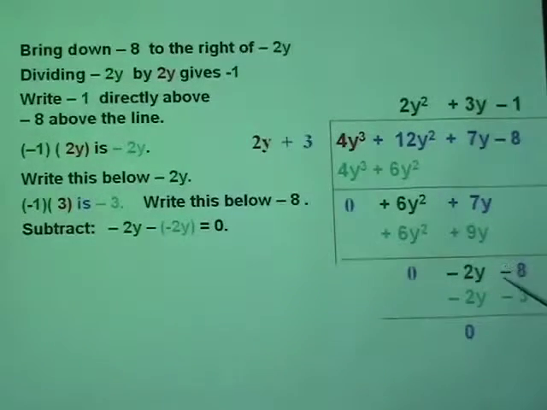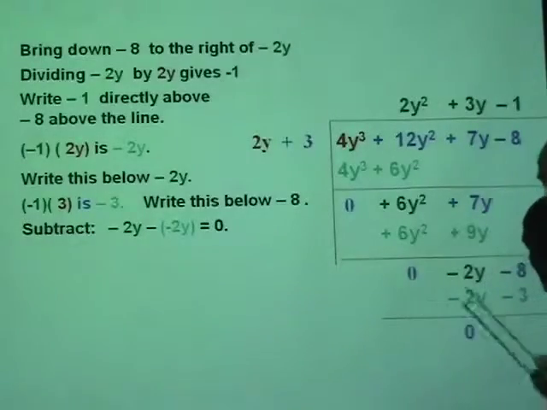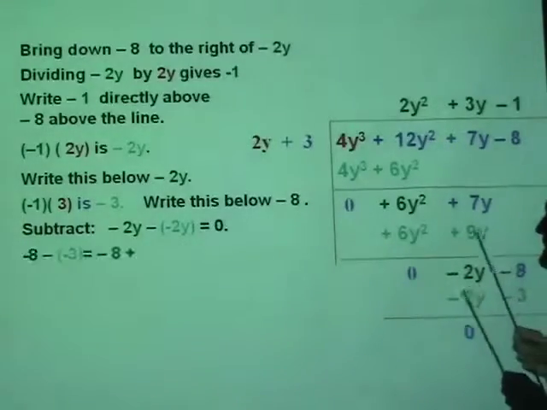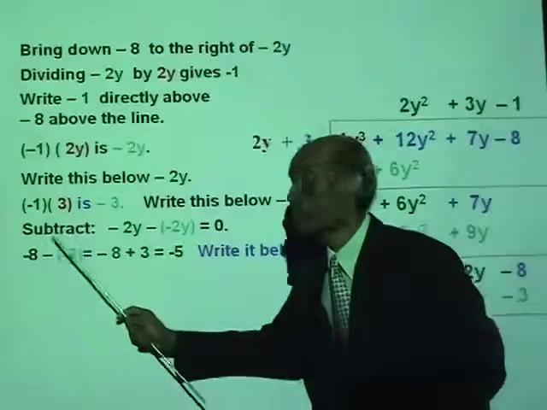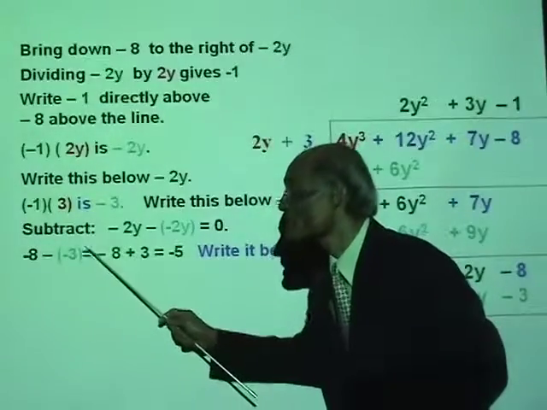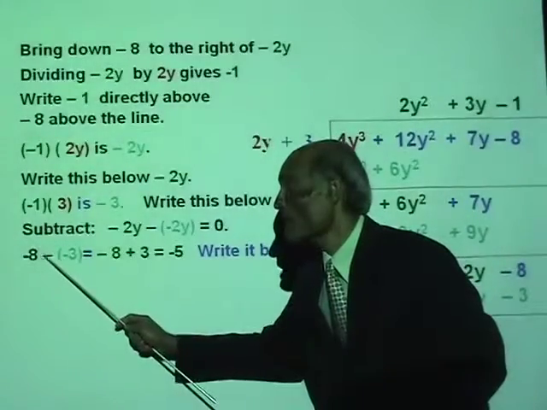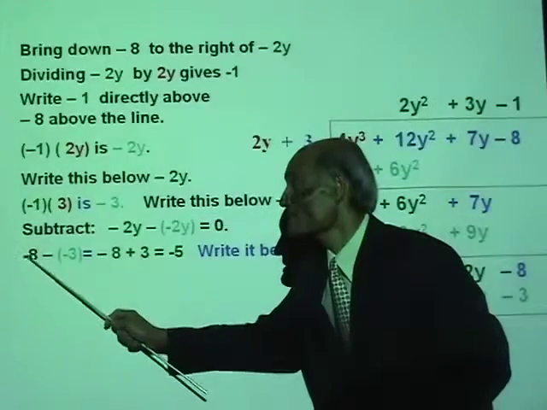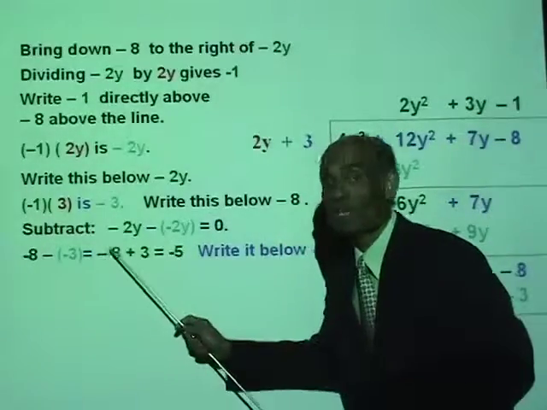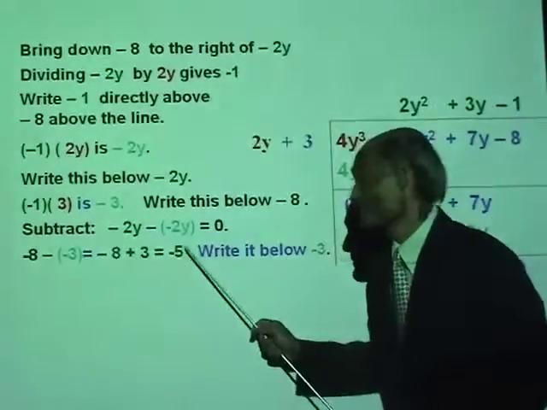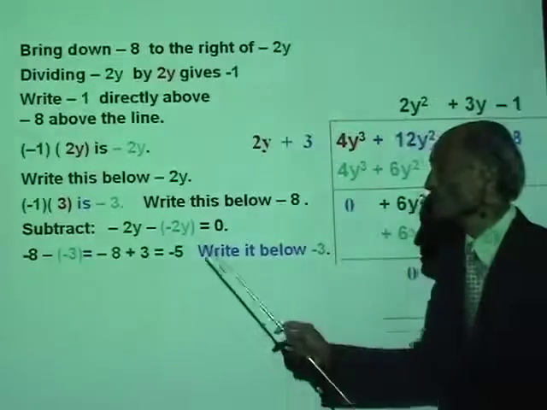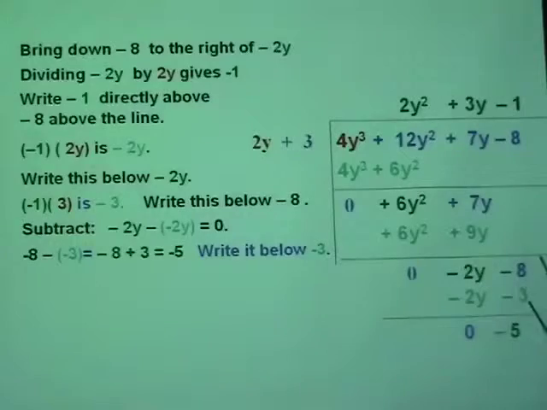Then, I want you to do this on your own. Subtract negative 3 from negative 8. What is negative 3 subtracted from negative 8? That is negative 8 minus negative 3. And remember, double negative becomes positive. Negative 8 minus negative 3 is negative 8 plus 3. What is negative 8 plus 3? That is negative 5. And write that below the negative 3.